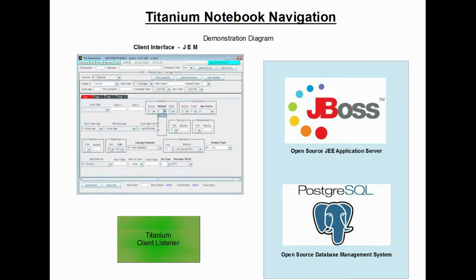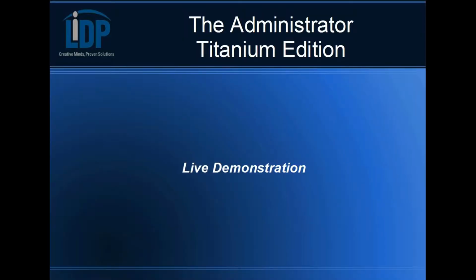The setup for today's demonstration is our UI interface. We have a listener that connects to a JBoss application server that is running, that Titanium is installed upon. And then the database that we're using for the demonstration today is Postgres. And to continue on now with the live demonstration.